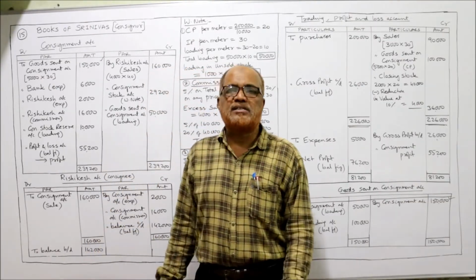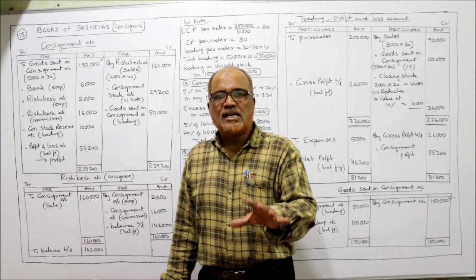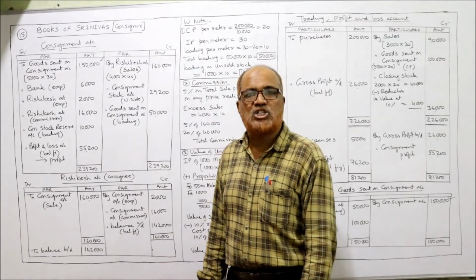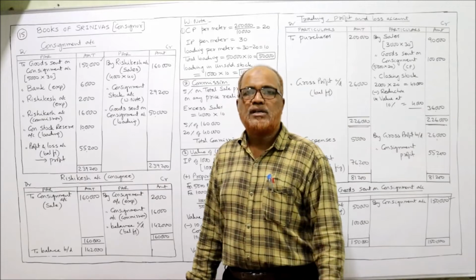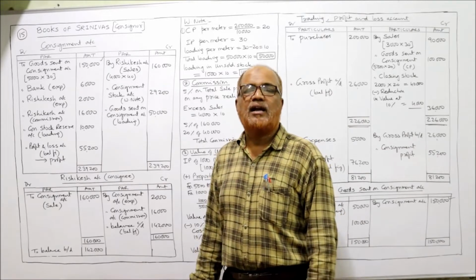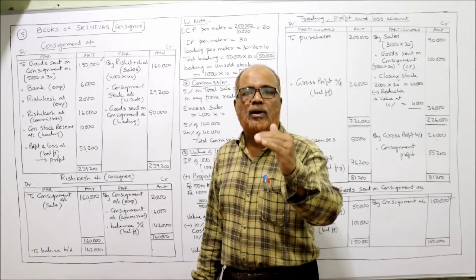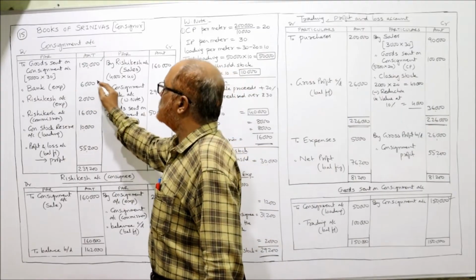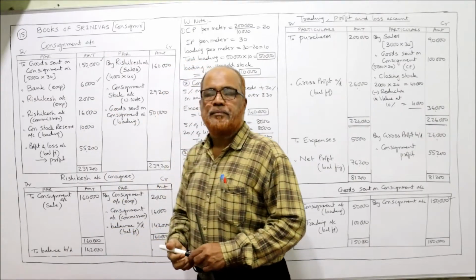Second entry, expenses paid. The consignor Srinivas paid 6,000 rupees direct expense, freight, cartage, etc. It is given in the problem. 6,000 rupees are paid by the consignor Srinivas. Entry will be consignment account debit to bank.